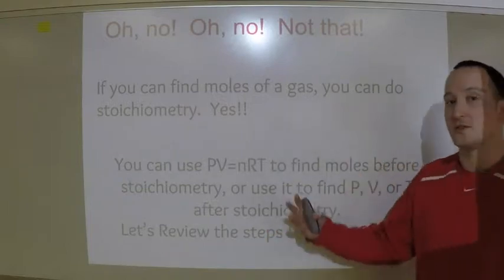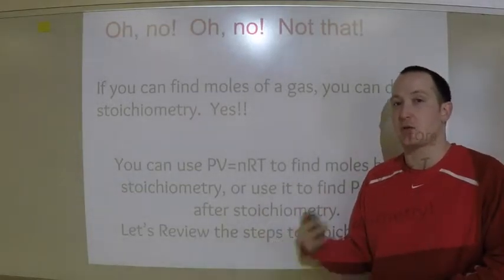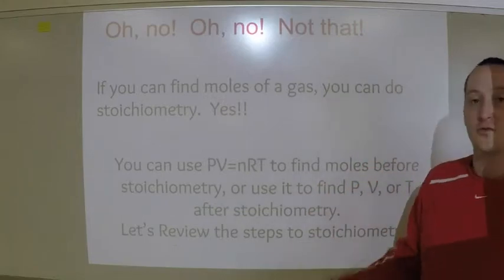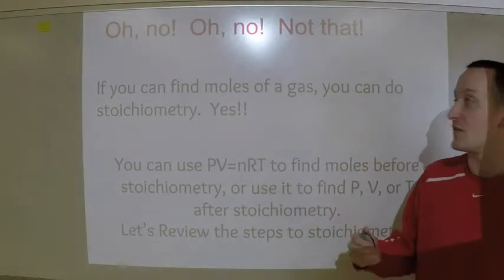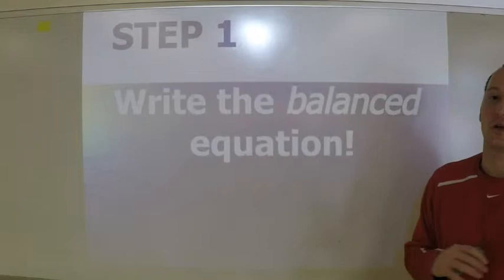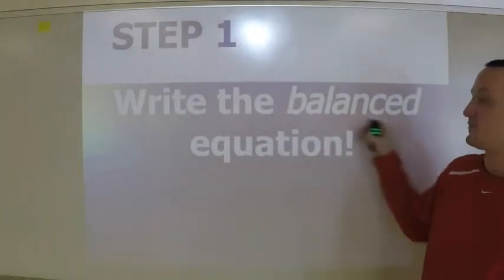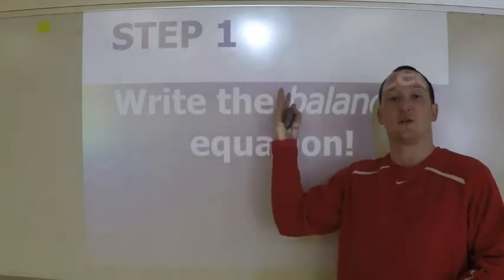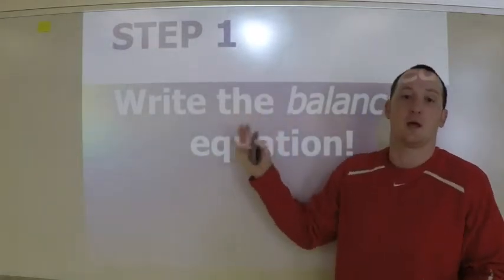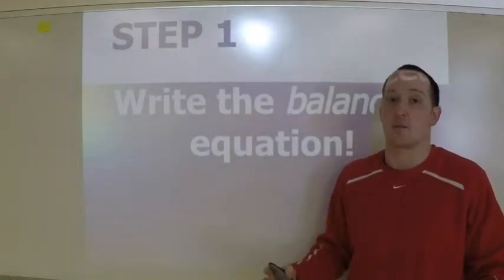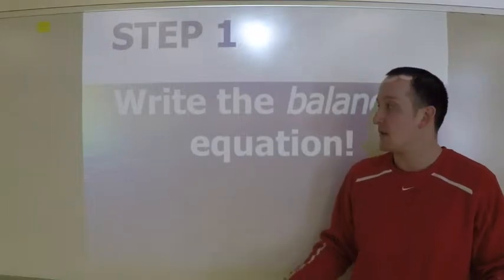In order to start doing some stoichiometry, I want to first review the steps of stoichiometry. The first thing you do before you can ever do stoichiometry is you have to have a balanced chemical equation, with emphasis on the balanced. In the problem that is our goal for today, we were given a chemical equation, but it's not balanced yet. Hopefully you noticed that.